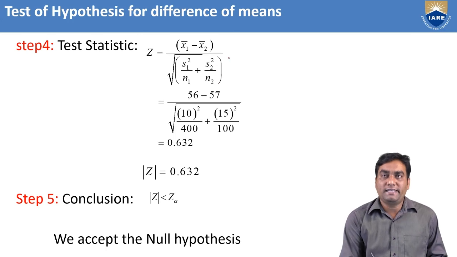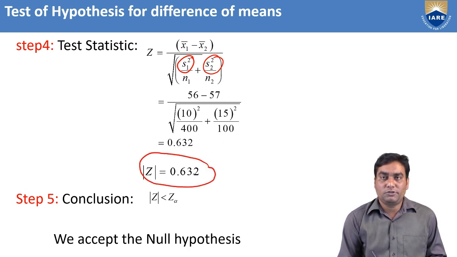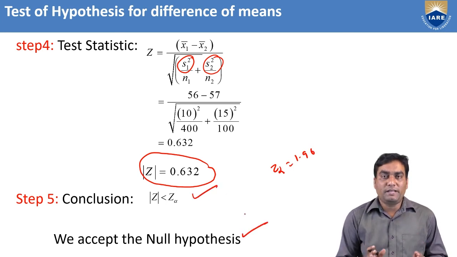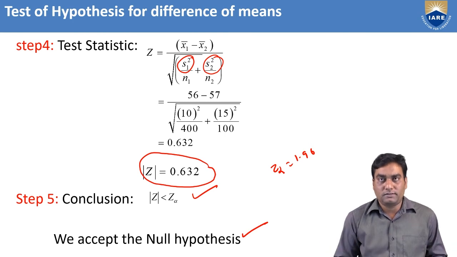And test statistic Z equal to, which formula are we going to use? Because S1 square, S2 square values are given, instead of sigma 1 square, sigma 2 square, we can use this formula: x1 bar minus x2 bar by under root of S1 square by N1 plus S2 square by N2. We simplify it, mod Z value we are going to get 0.63. But this mod Z value, what is Z alpha value? 1.96. Mod Z is less than Z alpha. That means we accept the null hypothesis. Accepting the null hypothesis means there is no difference between the means of the given two samples.